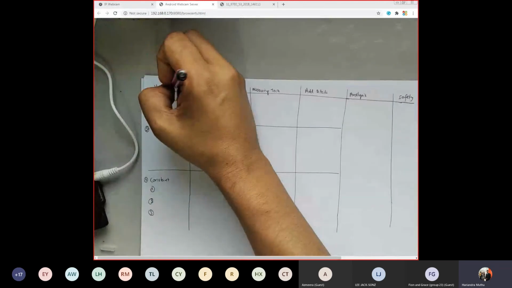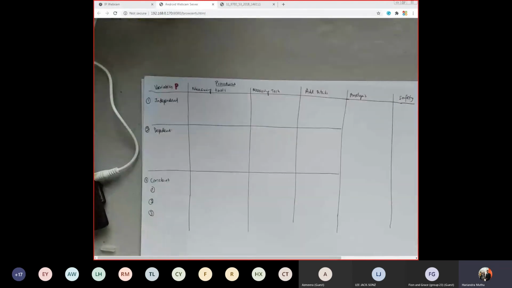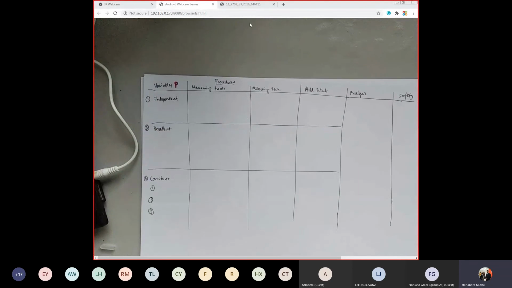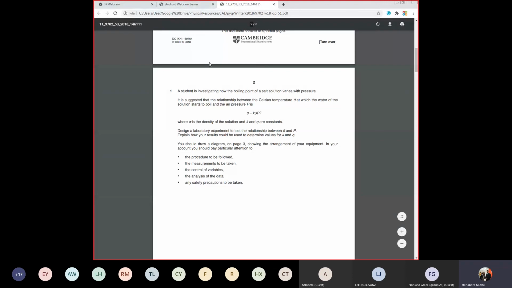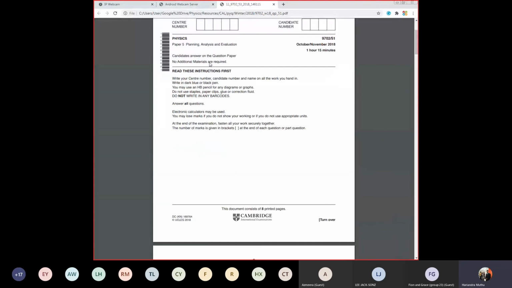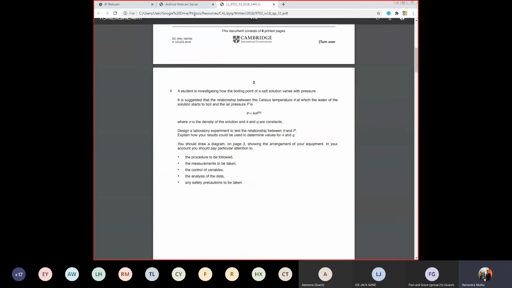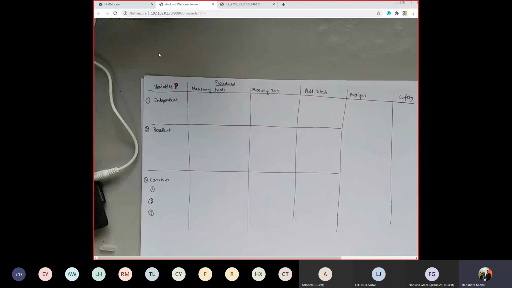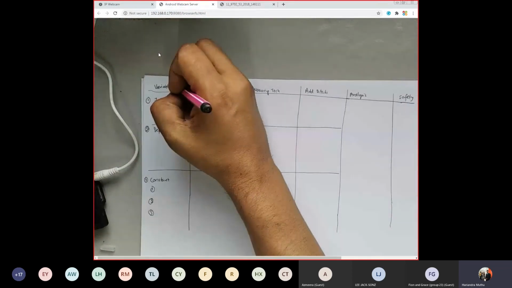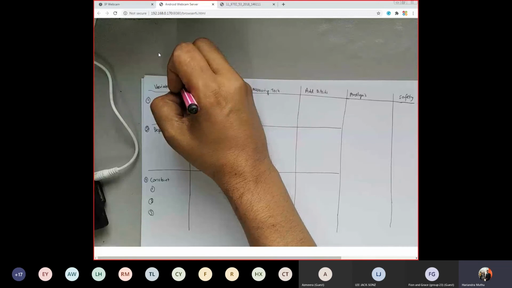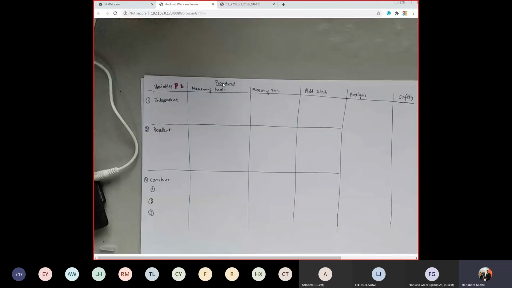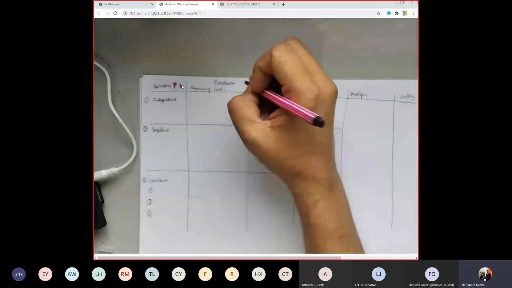Okay, P. So for this particular mark scheme, for this particular question, which I showed you earlier here, this is October/November 2018, paper 5.1. So it is given 2 marks for this. Okay, 2 marks. And then the method is given only 4 marks, right?